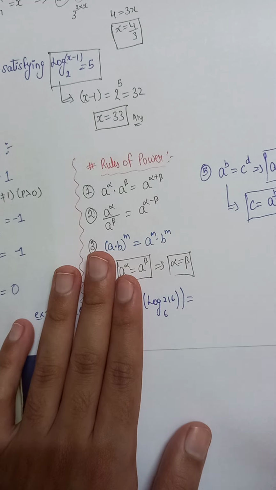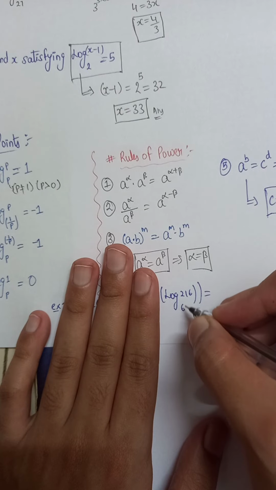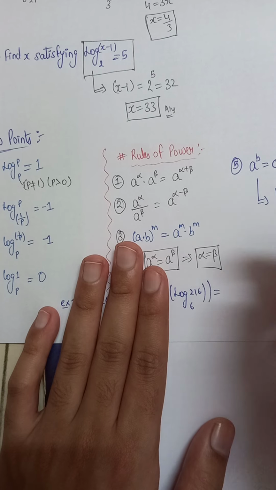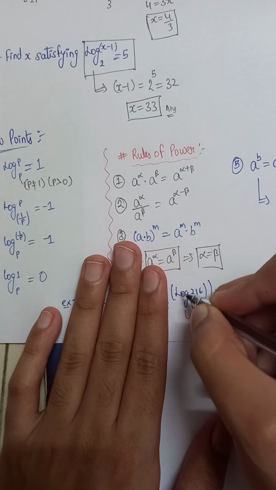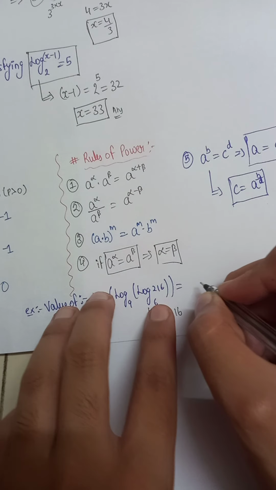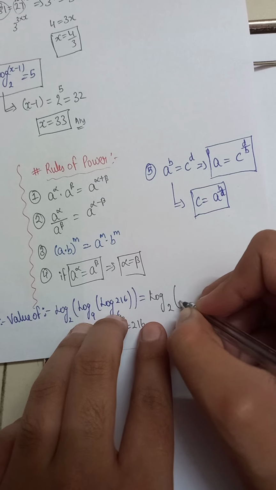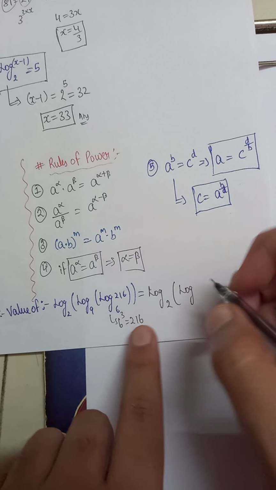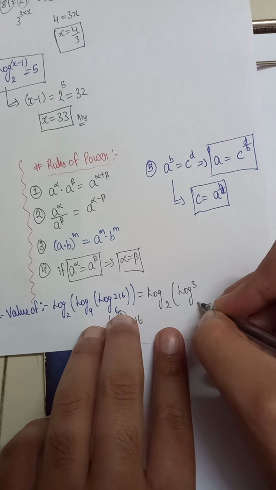Log 216 to the base 6. As we know that 6 cube is equal to 216, that is 6 into 6 is 36, 36 into 6 is 216. So 6 cube is equal to 216. So the answer to this is 3. So now how do we write? Since the answer came as 3, we write it as log 3 to the base 9.